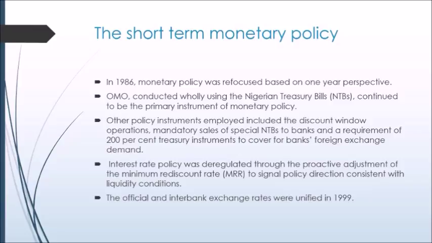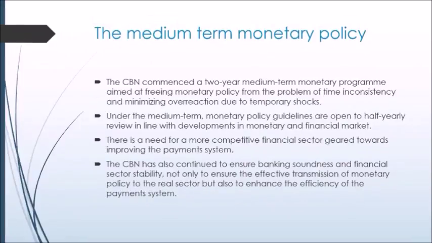policy. Other policy instruments employed include the discount window operations, mandatory sales of special NTBs to banks, and a requirement of 200% treasury instruments to cover for banks' foreign exchange demand. Interest rate policy was deregulated through the proactive adjustment of the minimum rediscount rate, also known as MRR, to signal policy direction consistent with liquidity conditions. The official and interbank exchange rates were also unified in 1999.